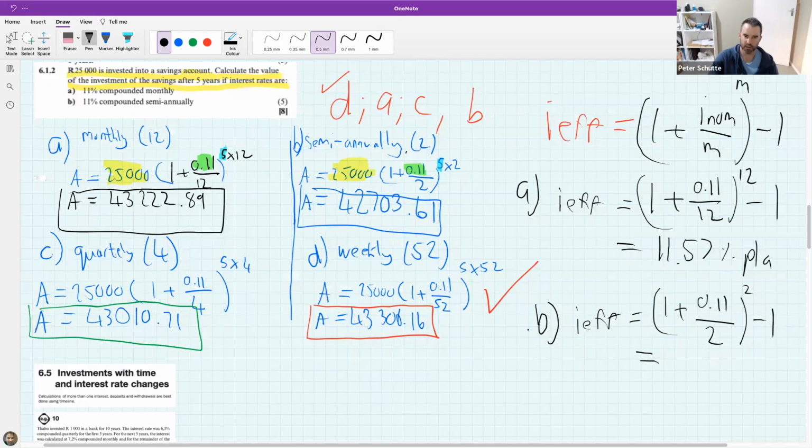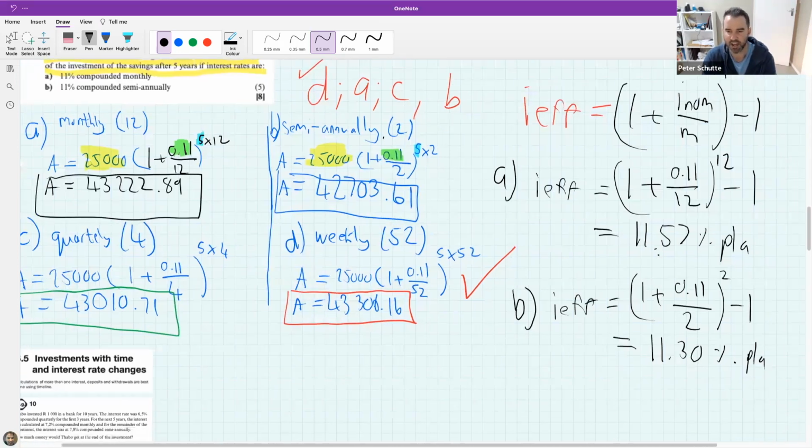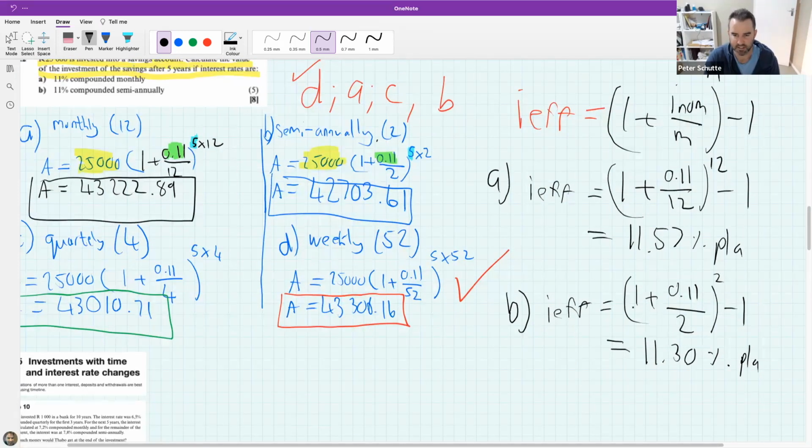So it looks to me like people are getting 11.30% per annum. That's how much interest you get per year if your compounding interval is only twice a year. Now this, I feel like I'm on the right track because I can see that A was better than B.